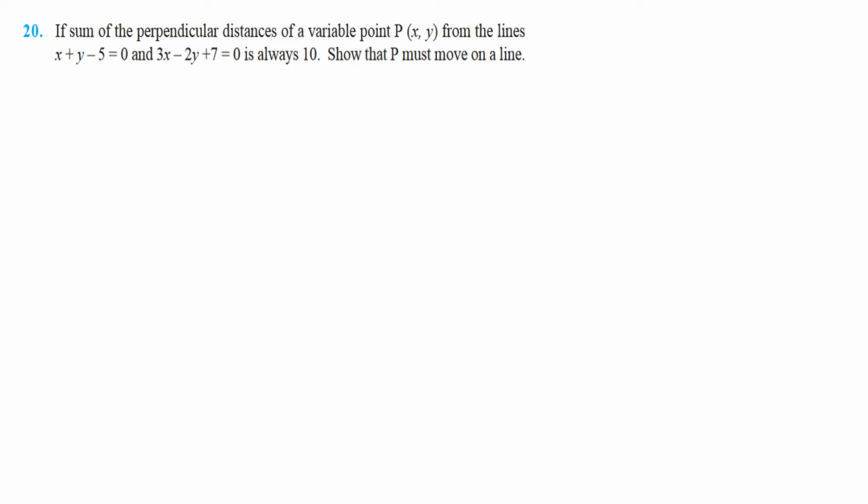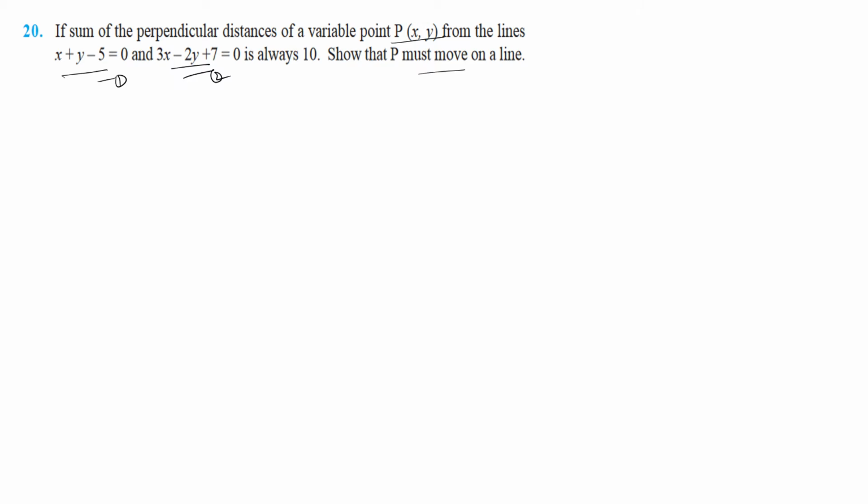If the sum of perpendicular distances of a variable plane from these two lines is always 10, show that we must move along a line. We must move along a line. That means that the result we will get is an equation of a line, of the form ax plus by plus c equal to 0, something like this.